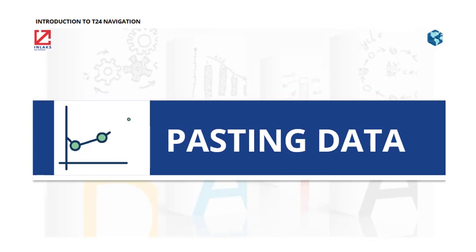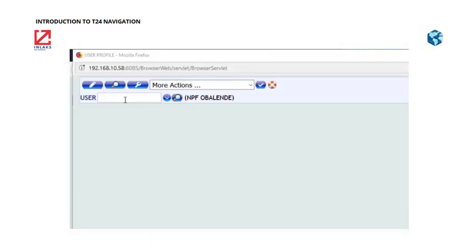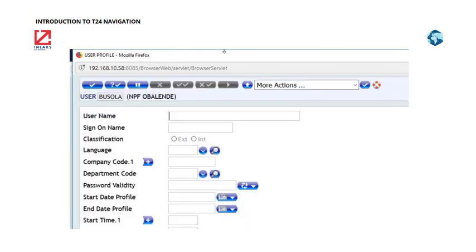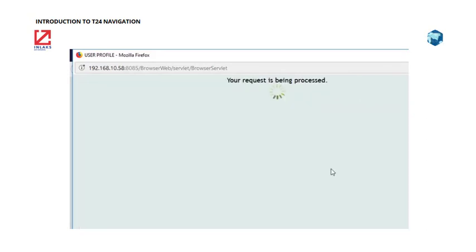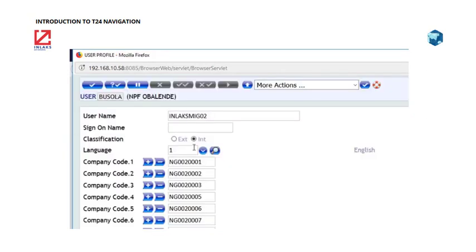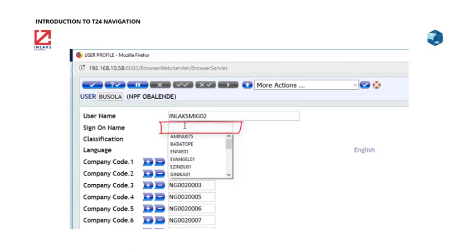Pasting data. Step 1. Type in the user ID in the user field. Step 2. Click on Edit button. Step 3. Click on More Action and select Paste from the drop-down list. Note: when you paste, sign-on name will not paste along with the copied.